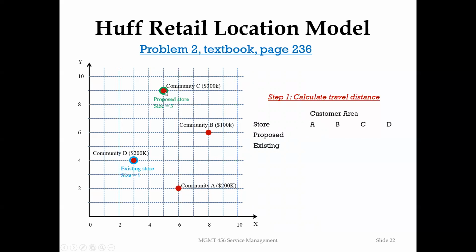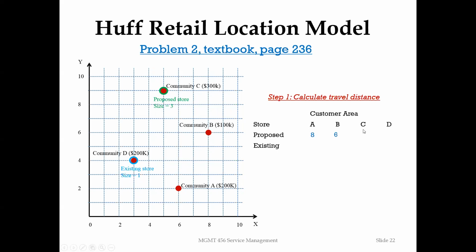So A to C, what's the travel distance? A is right here, C is right here. So what's the travel distance? Will be 1, 2, 3, 4, 5, 6, 7, 8. So it will be 8, the travel distance. What about the travel distance from B to the proposed store, which is C? From B to C, what's the travel distance? So B is right here, to C is right here. So it'll be 1, 2, 3, 4, 5, and 6. So travel distance is 6.